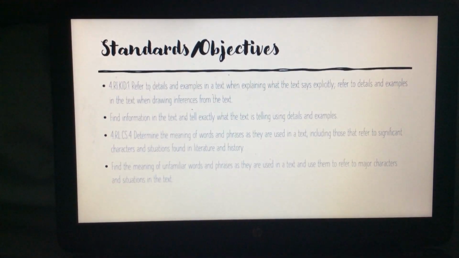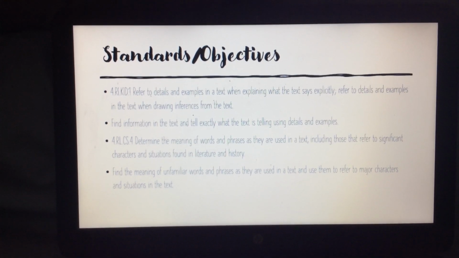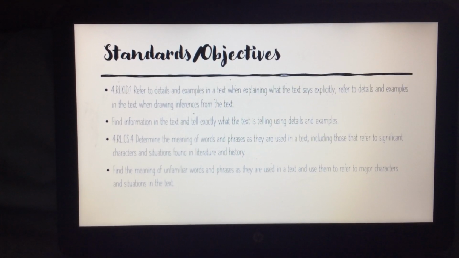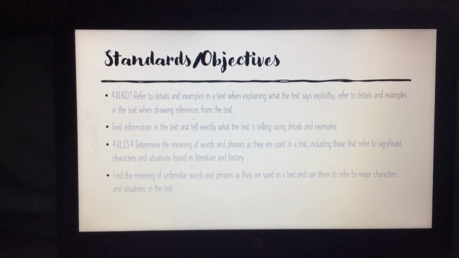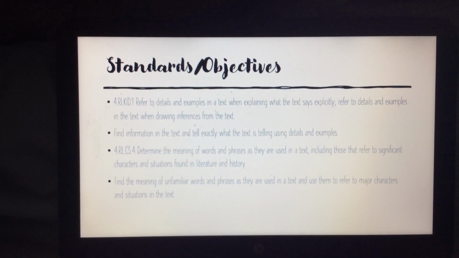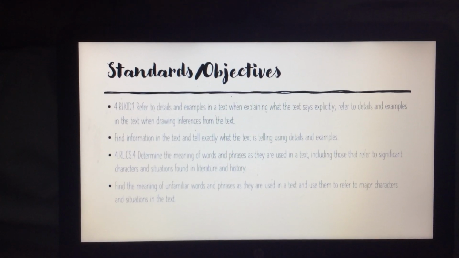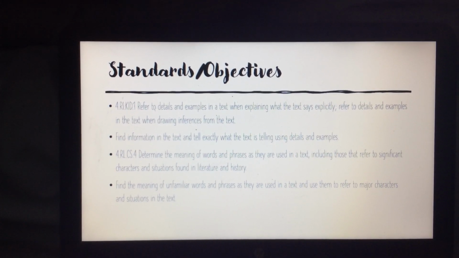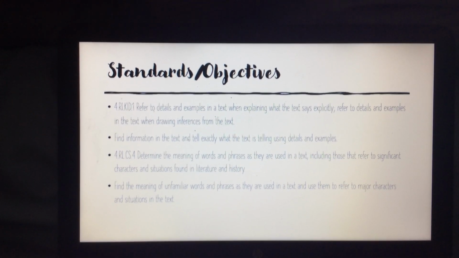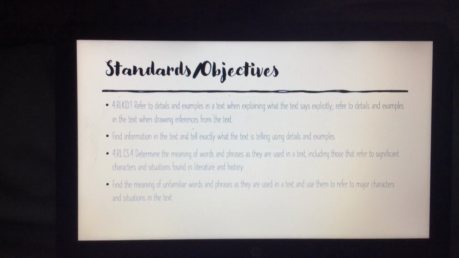We will be doing 4 RI.KID.1, which is refer to details and examples in a text when explaining what the text says explicitly. Refer to details and examples in the text when drawing inferences from the text. That basically means we are just going to find information in the text and tell exactly what the text is telling using details and examples.